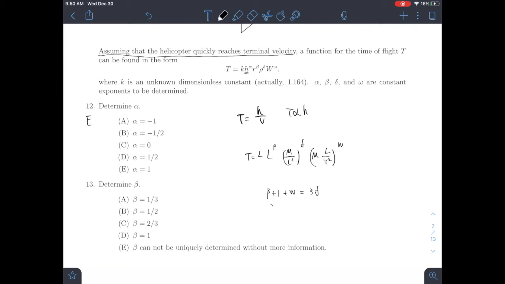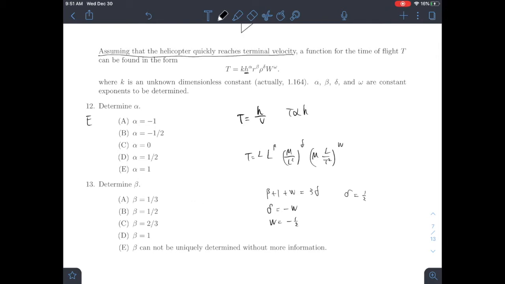Also, we know the mass cancels out, so we know delta is equal to negative omega. Then we know T is equal to 1 at the end, so omega has to be equal to negative 1/2 in order for T to be to the power of 1 at the end as a result. So we plug omega back into delta. We have 1/2 for delta.